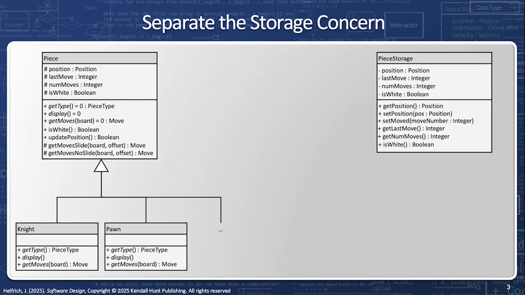Piece is not modified itself in any capacity, so I can always add a class and not impact the rest of the program. But now I want to have piece and piece storage be connected, and this connection is going to be composition, and there's going to be exactly one of these. And when I do this, then I can remove the position, last move, num moves, and is white from piece, and I can replace it with a piece storage. Okay, let's see how that works.